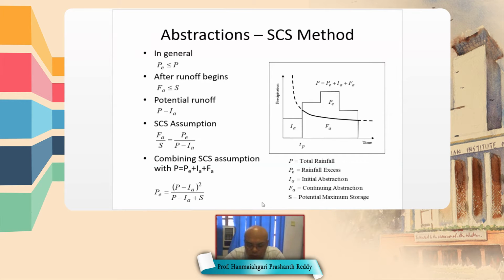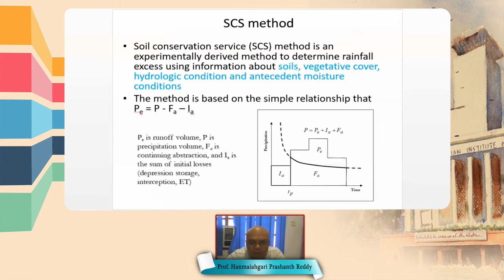Students, so I'm going to resume my lecture. Just before, I explained the rational method, and another method which is more accurate than the rational method is called the SCS curve number method. The SCS method was developed by the Soil Conservation Service of the United States.